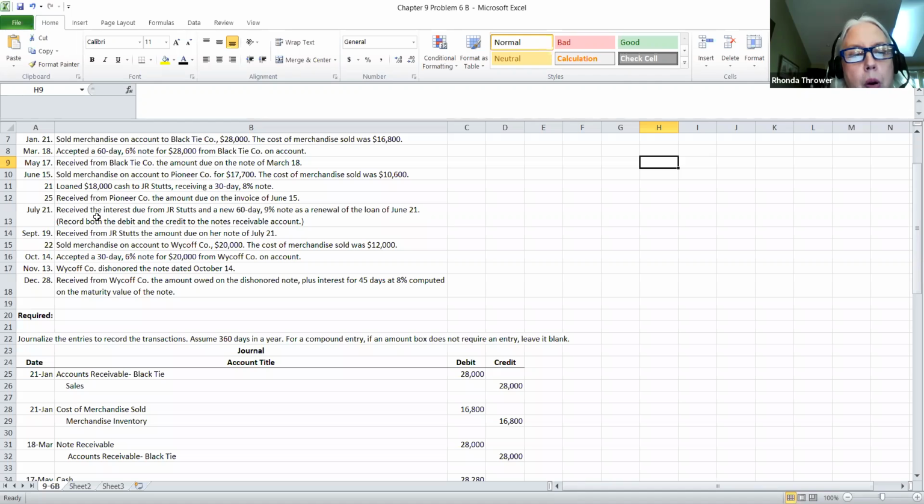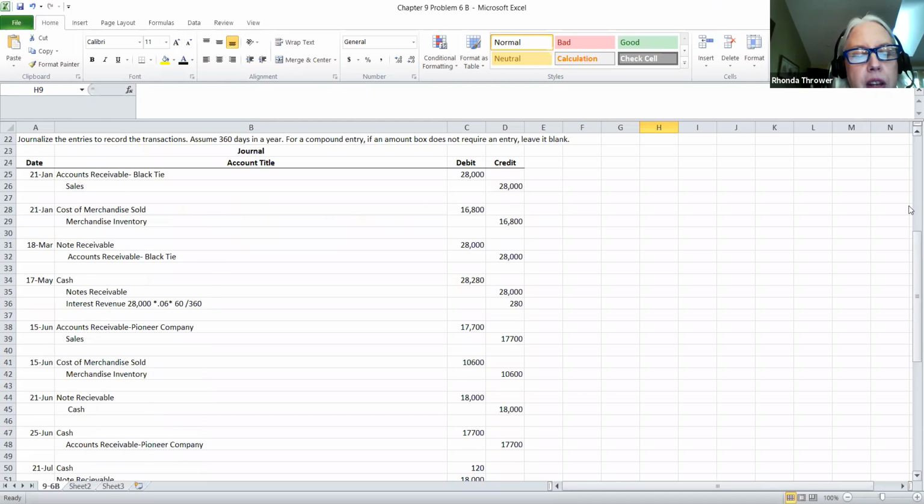But this person that we loaned the money to can't pay us the full amount that they owe us. So they did say, well, I'll just go ahead and pay you the interest off of the note, but will you give me a longer time to pay? And this company said yes. So they renewed the original note at a new interest rate. So there's really two transactions that are involved here.